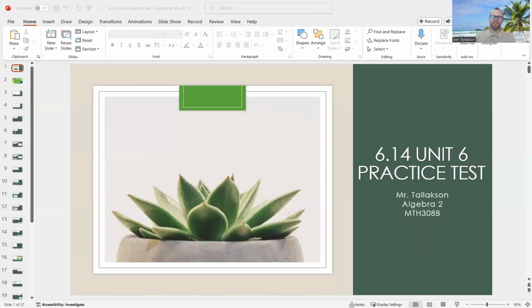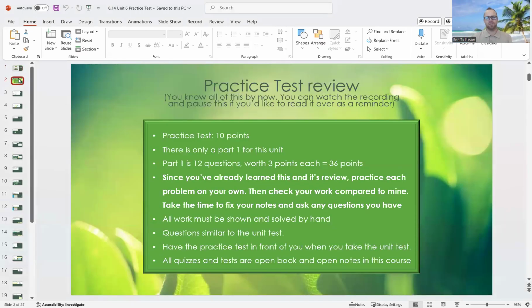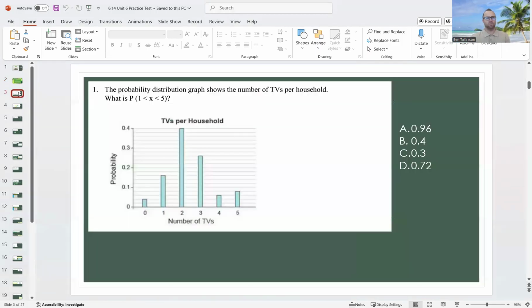Another day, another practice test. You know the deal. Unit 6, here we go. All these details you know by now. If you want to read through them more, go ahead and pause this. Now it's time to look at number 1. Of course, as always, I'm going to give you time to pause this and practice before I show you the work.